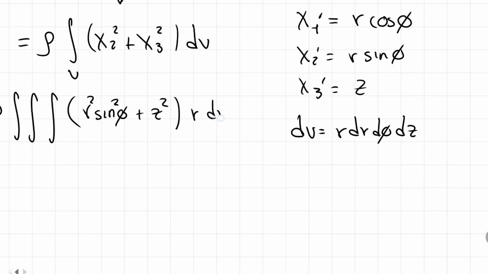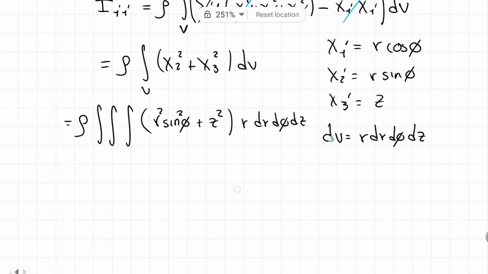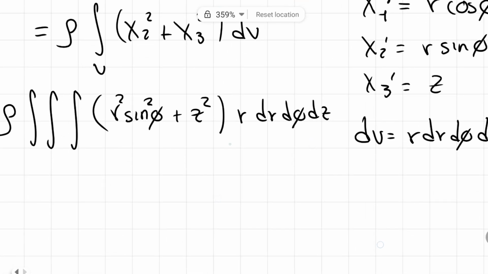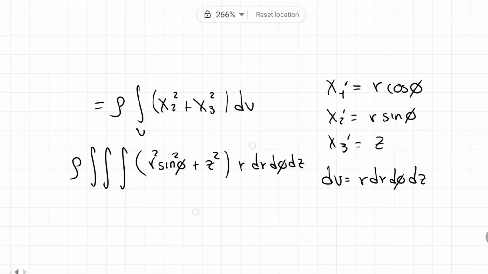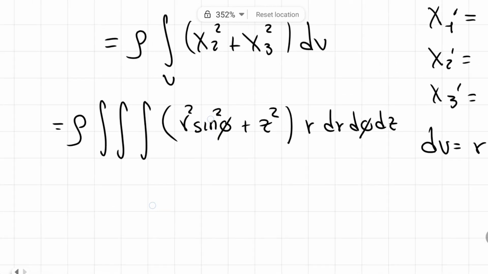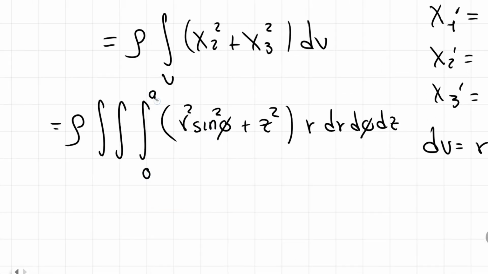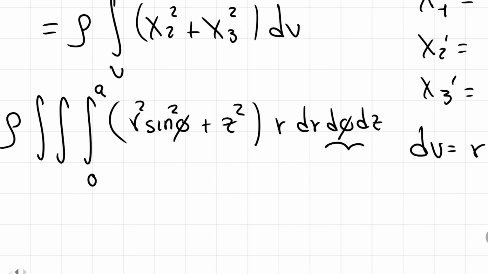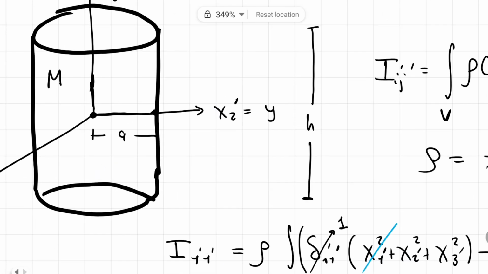Okay, so we have r dr d phi dz here, and looking at r, which represents the radius, we know that the radius of the cylinder goes from 0 to a. So that means that the limit of integration here is going to be from 0 to a. Then we know that phi represents the angle of the vector. In this case, for example, let's say that the vector is located in this point. Well, this phi represents this angle over here.